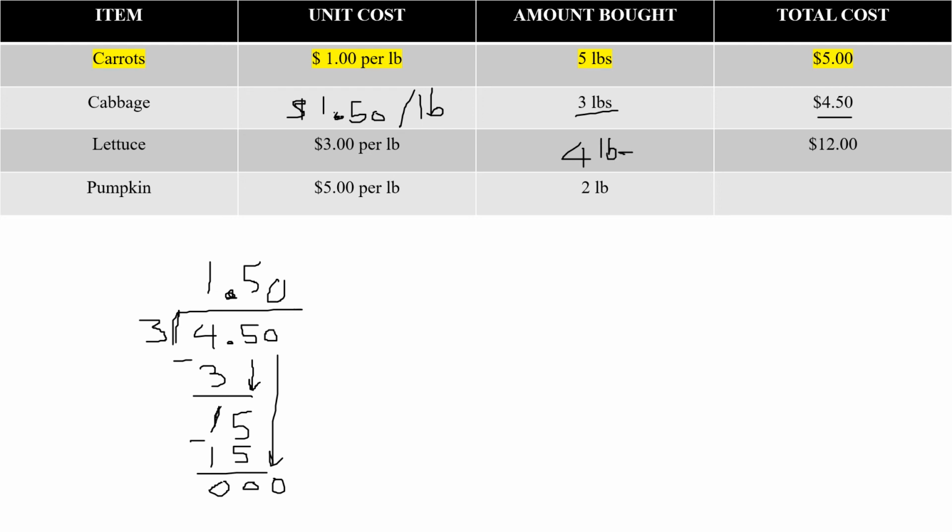4 pounds. And the beauty about this, you could always prove your answers. So in this case, if I multiply the amount I buy by the unit cost, I'm supposed to get my total cost. And if you multiply $3 per pound times 4 pounds, you will get $12. Yes? And last but not least, the most straightforward one, if you have a unit cost of the pumpkin of $5 per pound, and you bought 2 pounds, then that will simply be 2 times 5, and that will give me $10, right?